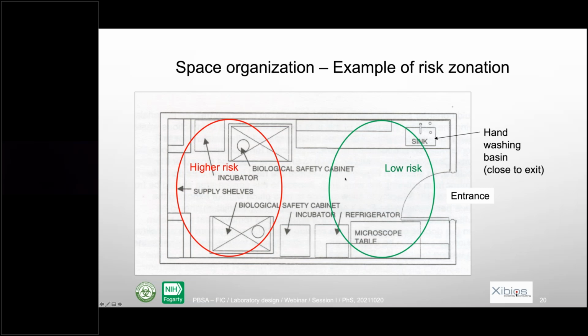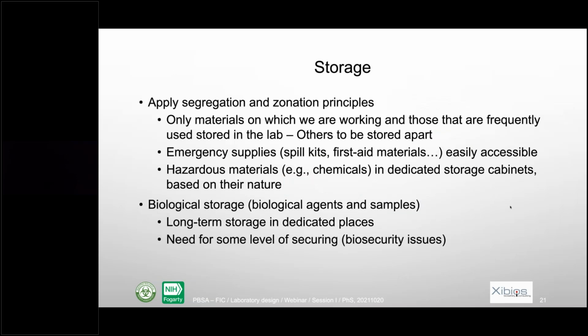If there is a spill here, for instance, the people in the first part of the lab will not be exposed. And if you need to evacuate the lab, you will not have to cross the high-risk part of the lab. You will go to a lower risk area and then to the outside. With respect to storage, we can also apply the segregation and zonation principle, which is briefly to have the things that you need immediately close to you, and other things that you don't need on a regular basis stored apart.